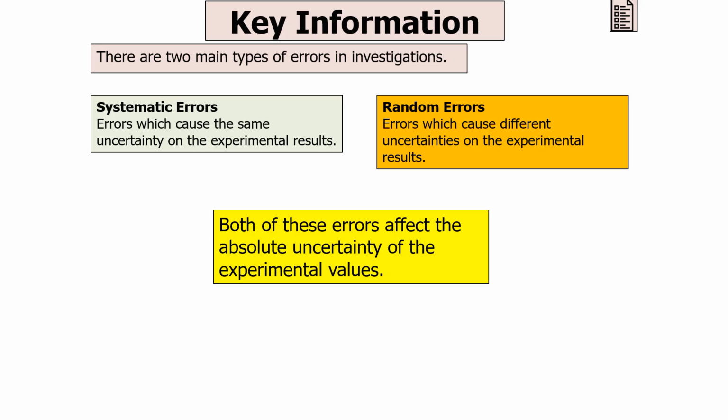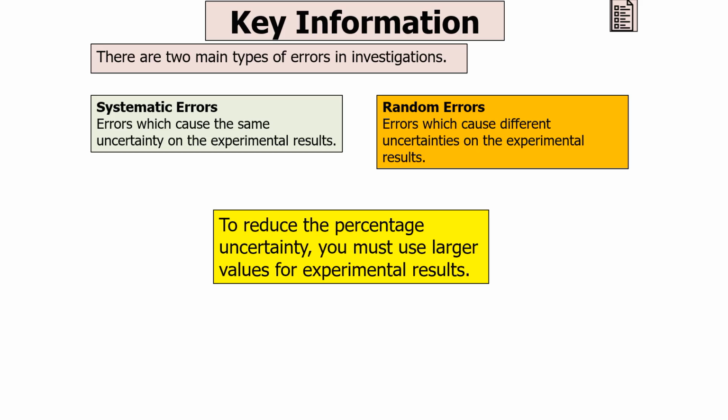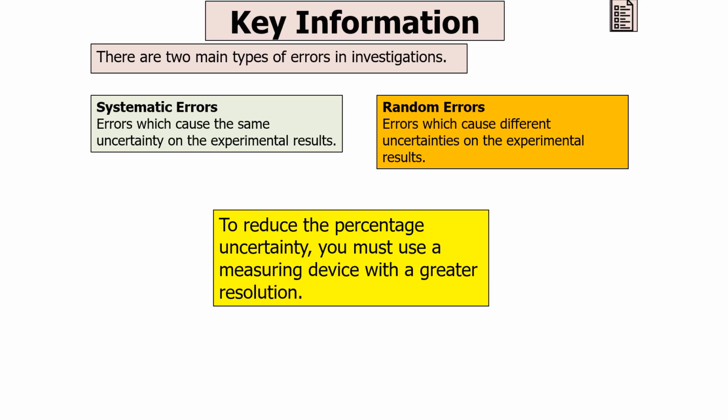Now, both of these errors will affect the absolute uncertainty of the experimental values. To reduce the percentage uncertainty in an experiment, you must use larger values for the experimental results, or you must use a measuring device with a greater resolution, as this will lower your absolute uncertainty.